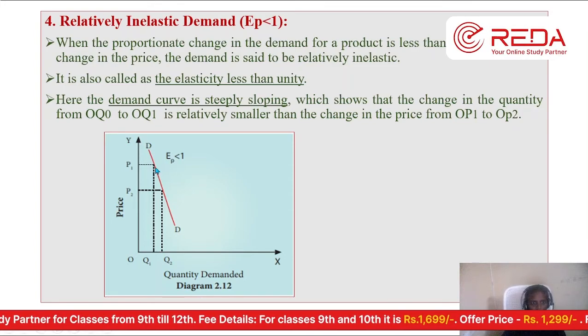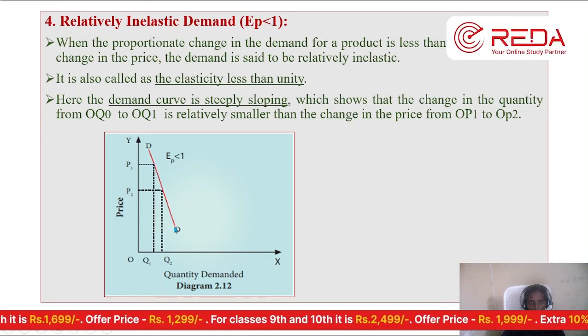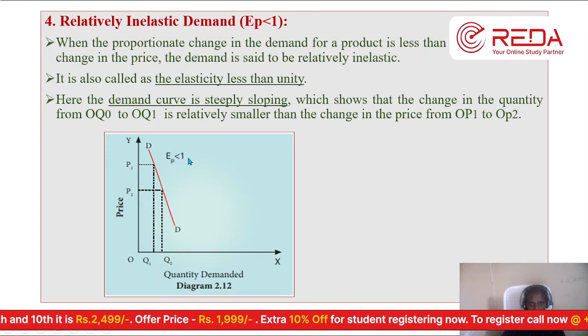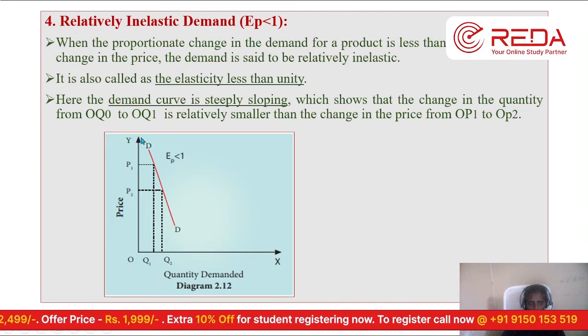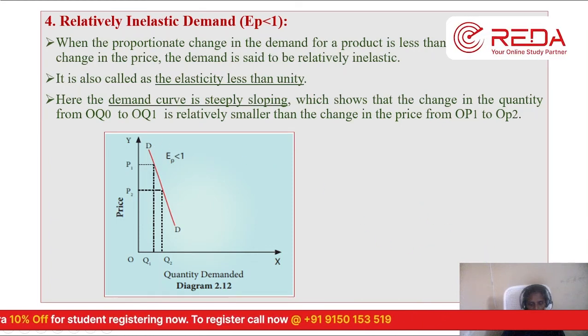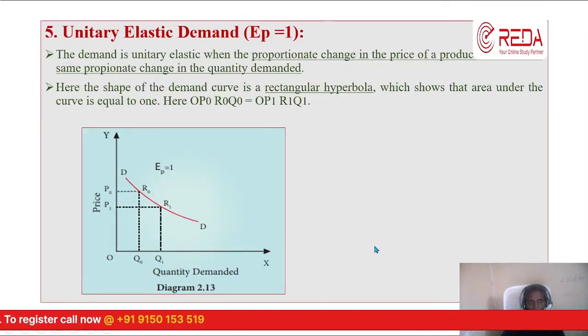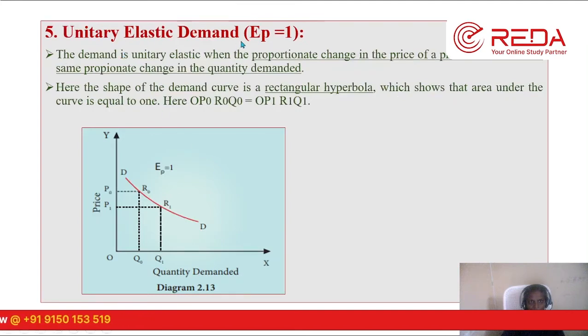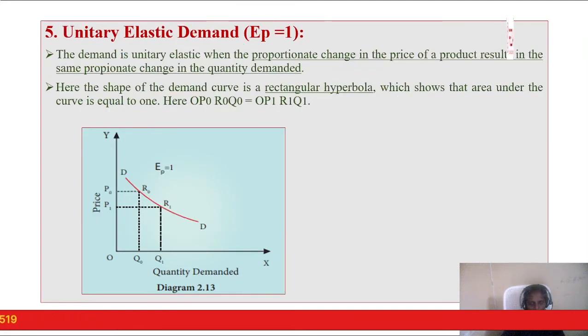If you join all the price and quantity points, you will get a demand curve DD. It is a downward sloping curve, but very steeply sloping. Here EP is less than 1. The calculations of all these things we will see in the coming session. Then the fifth one is unitary elastic demand. Unitary elastic demand is nothing but the equality between the proportionate change in price and quantity.